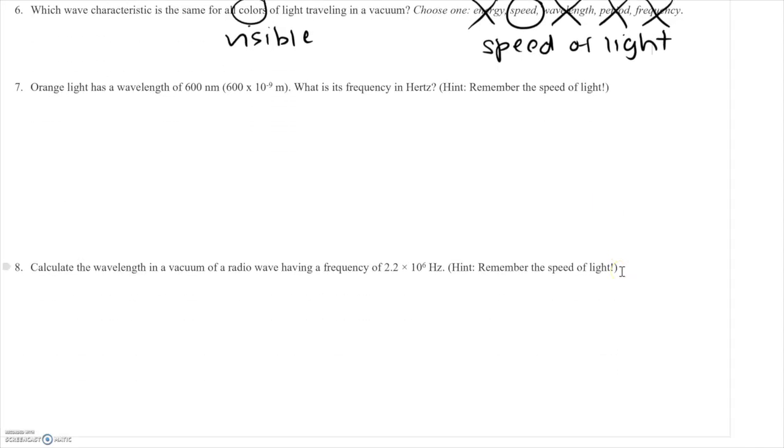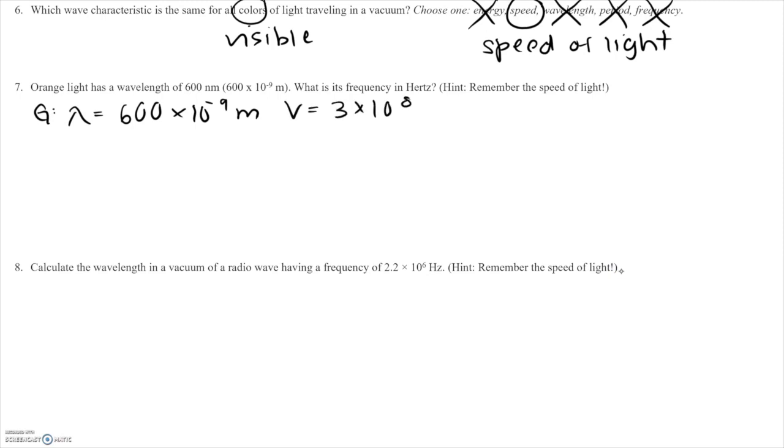Let's go ahead and move to number 7 over here. So orange light has a wavelength of 600 nanometers, which is also 600 times 10 to the negative 9 meters. What is its frequency in hertz? And hint is to remember the speed of light. So let's go ahead and write out our givens. We are given that the wavelength is, I'm just going to go ahead and use the meters because that's standard notation, 600 times 10 to the negative 9 meters. We also know that the speed of light is 3 times 10 to the 8 meters per second.